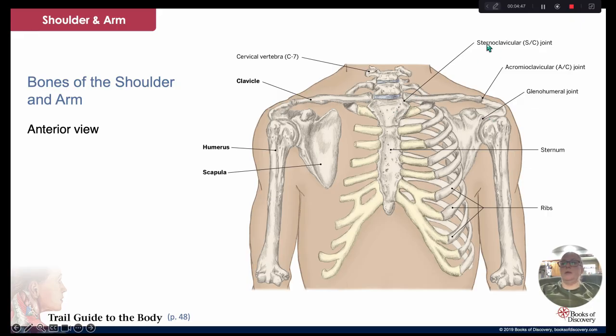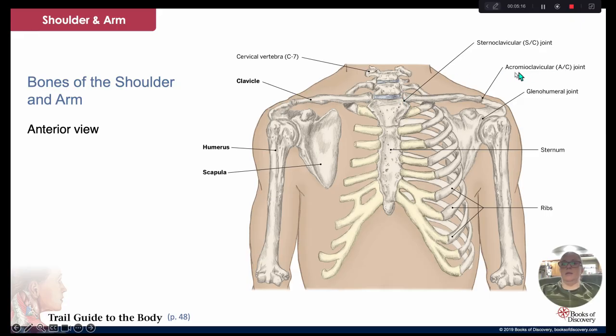So all the joint names are going to tell you exactly which two bones are connecting. So that's really, really helpful in the medical world. So when I talk about the sternoclavicular joint, you can call that the SC joint. That is where your sternum and your clavicle connects and articulates right in this section here. That's the SC joint. Right.